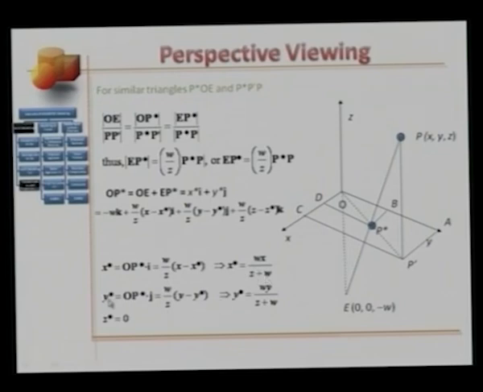Likewise, y star equals OP star dotted with j. In other words, y star is the jth component in this equation, which is w over z times y minus y star. Once again, I can rearrange this equation to get my y star as w times y over z plus w. And we see that z star is 0.